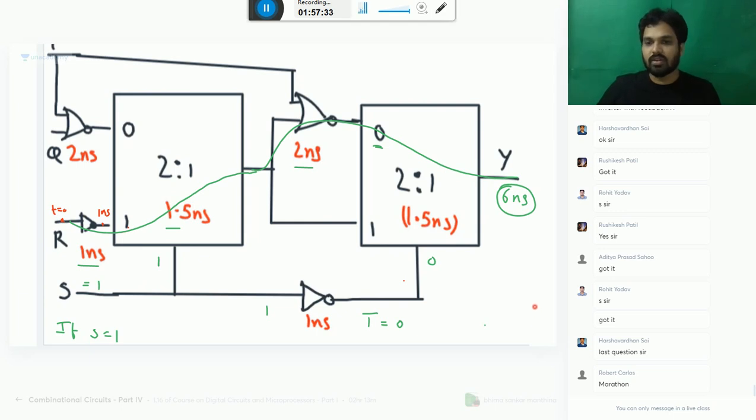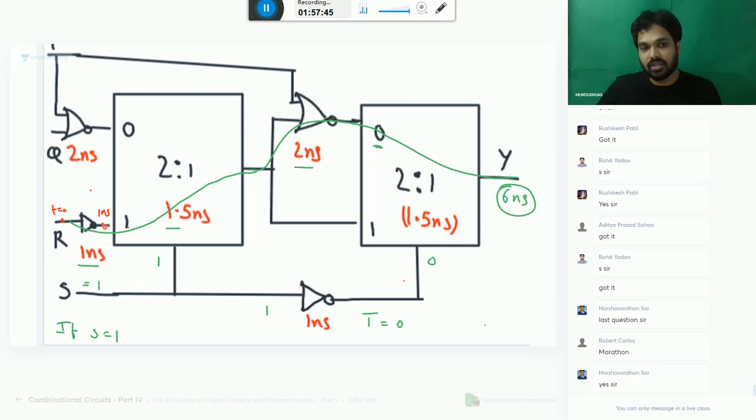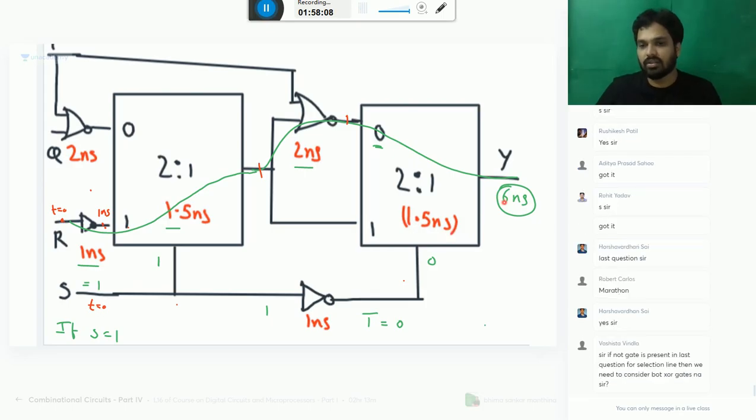This is the last question, man. Harsha, is it clear? R is available at t equal to 0 only, but R bar will be available at what time? 1 nanosecond. Because when you give S equal to 1, it should wait for R. Okay, R is ready, but R bar will come at 1 nanosecond. Then it will give it here. So 1 plus 1.5, 2.5. Then once you give this input, another 2 is required for him, 4.5. Is it clear? Your doubt clear?